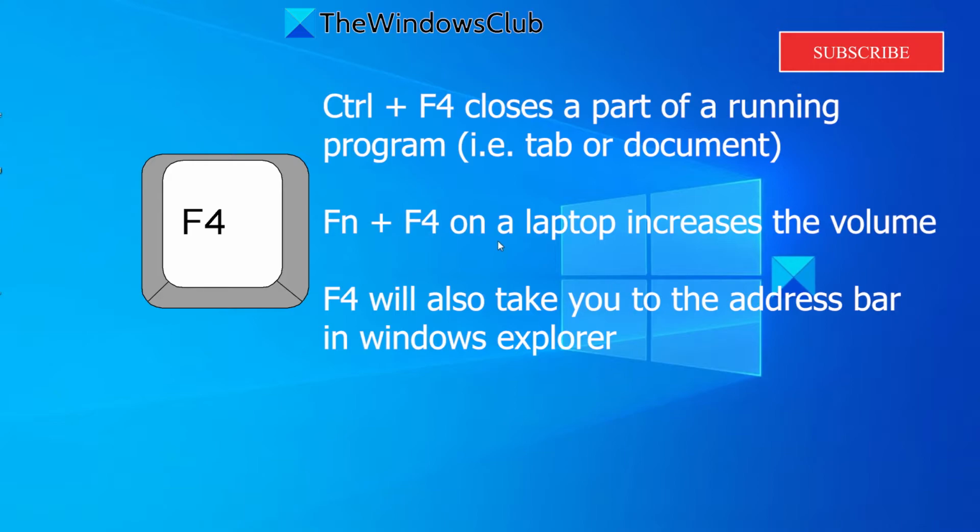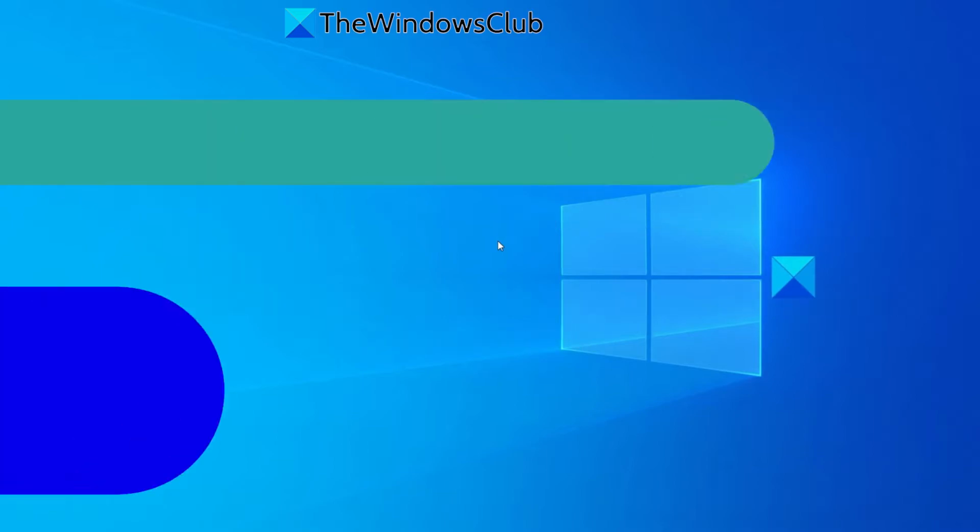On your laptop, if you press Fn and F4, this will increase the volume of your laptop. Pressing F4 will also take you to the address bar in Windows Explorer. And in some applications, F4 opens a full screen window.